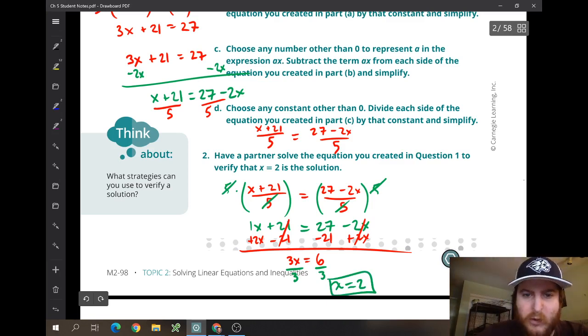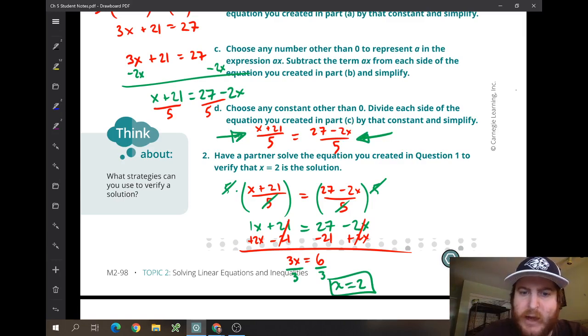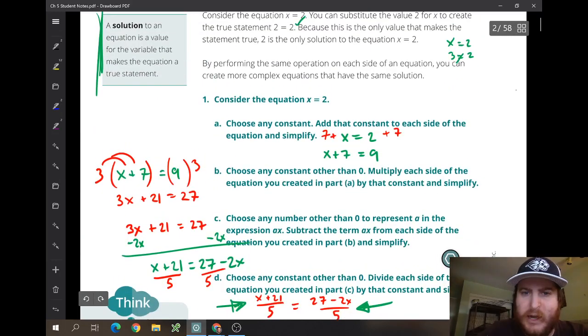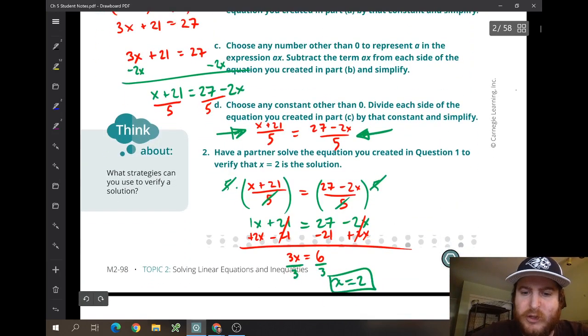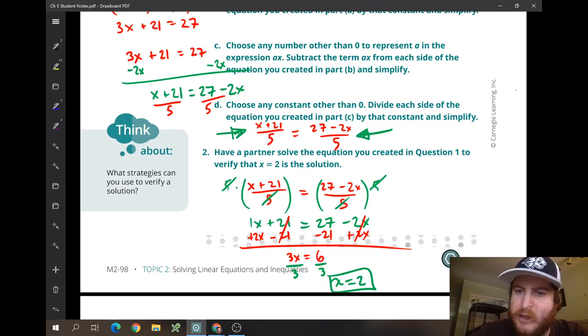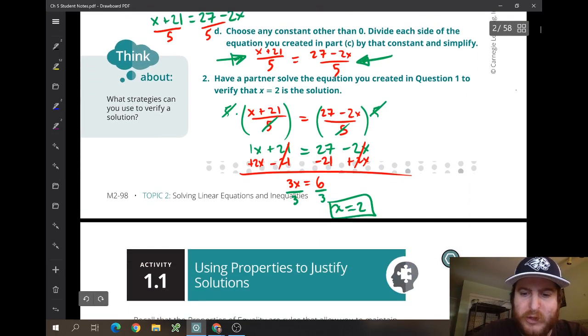So we did a lot of work. We came up with this really complicated equation right here, right? x plus 21 over 5 equals 27 minus 2x over 5. But ultimately, it never changed the value of x, right? We started off with x equals 2. And in every single line, x had to remain 2 because every single time we were adding to both sides, multiplying to both sides, subtracting to both sides, or dividing by both sides.